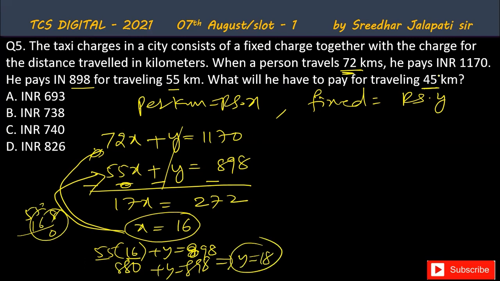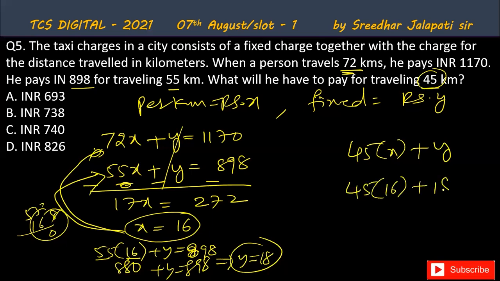Now we are asked to find the charge for 45 kilometers. So per kilometer x rupees plus fixed charge y. We know x, which is 16, and we know y, 18. On simplification, 45 into 16, 16 fives are 80, and 16 fours are 64, 720, plus 18, which is a total of 738. That is option B.